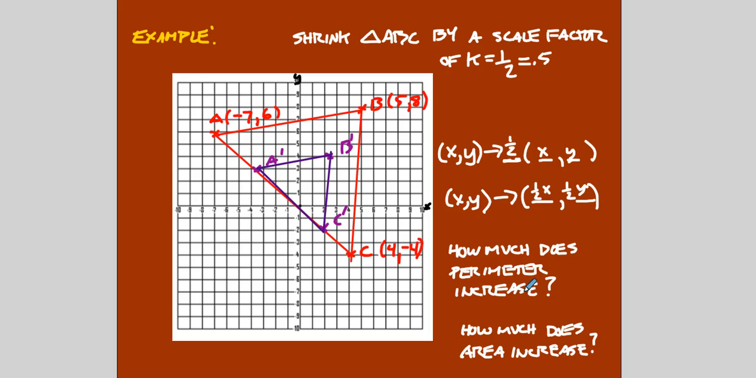So again, how much does the perimeter increase? Actually, it doesn't increase here. I guess in terms of increase, it goes up by half. So it is 1/2 times what it originally was. So if the perimeter was 4 originally, it's going to be 2 now.